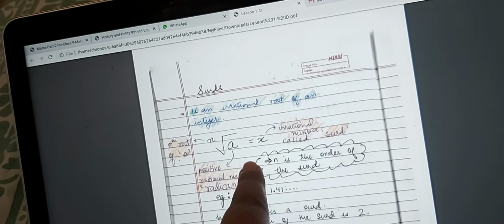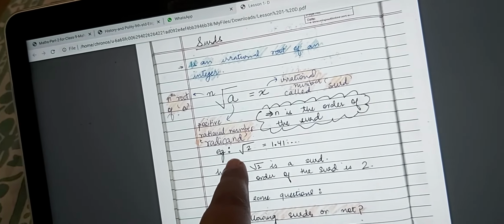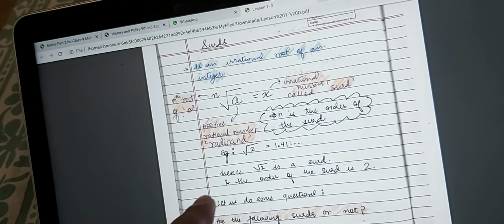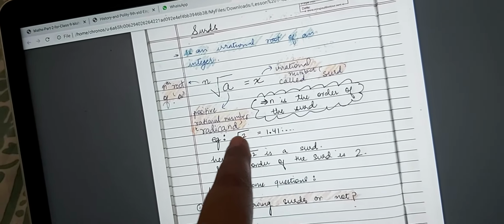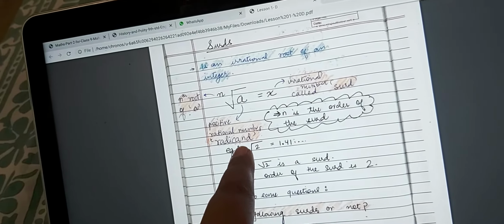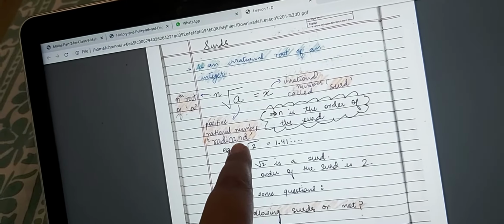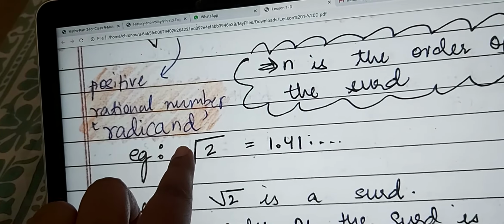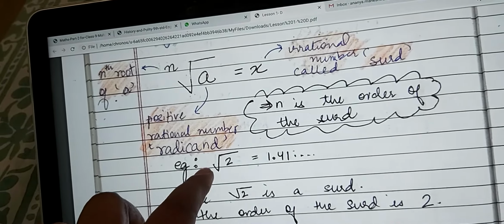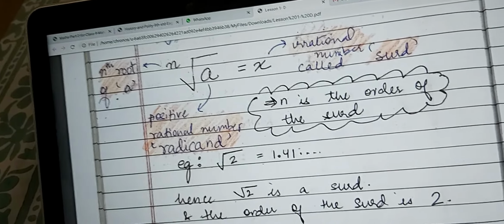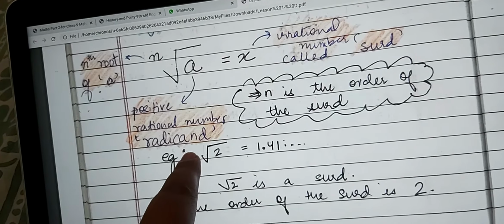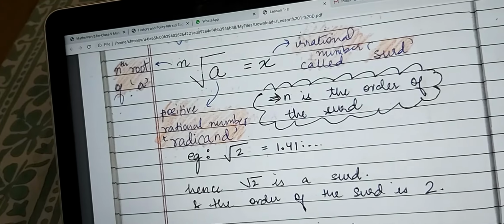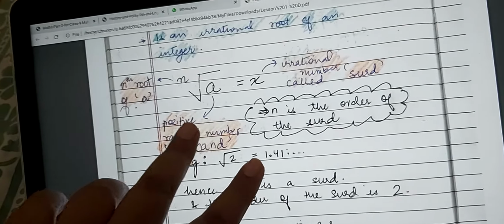Okay, now for example, if I see root 2 is equal to 1.41 dot dot dot. ठीक है. Now root 2 में जो 2 है, that is a positive rational number. यहाँ पे because there is nothing written, which means we know it's a square, right? अगर यहाँ पे बाहर में 3 written होता, if there was a 3 written over here, then the n would have been 3. But because यहाँ पे कुछ नहीं लिखा, it means it's a square. So my n is a square or a 2, and 1.41 dot dot dot is the x or the irrational number or the surd.